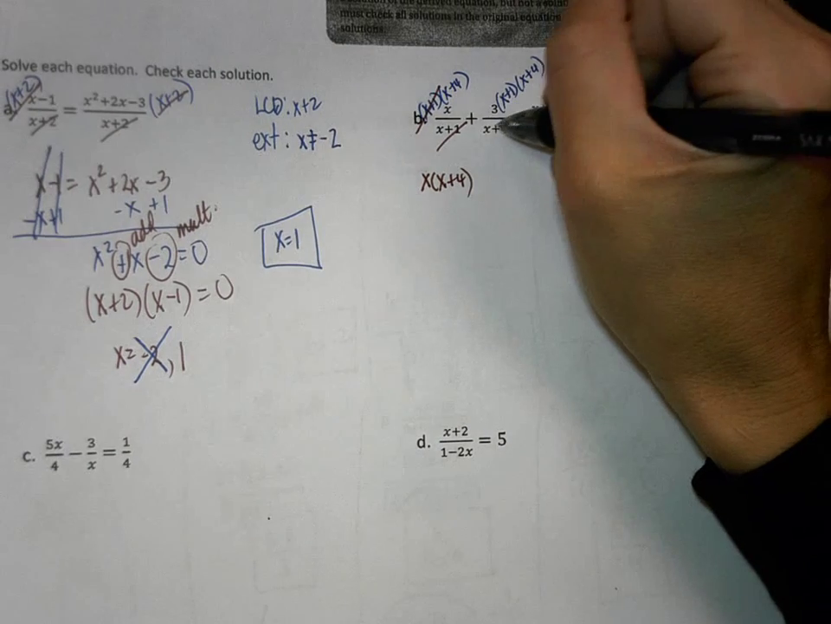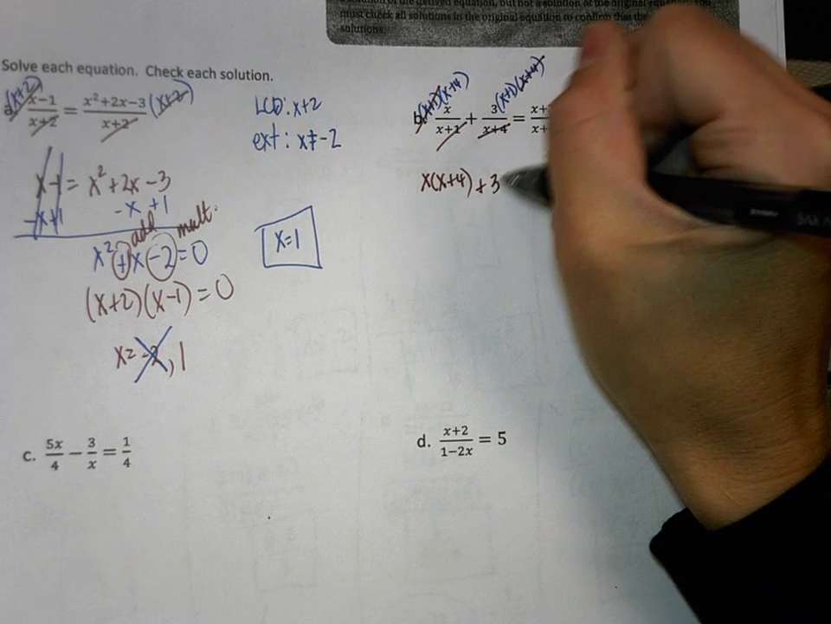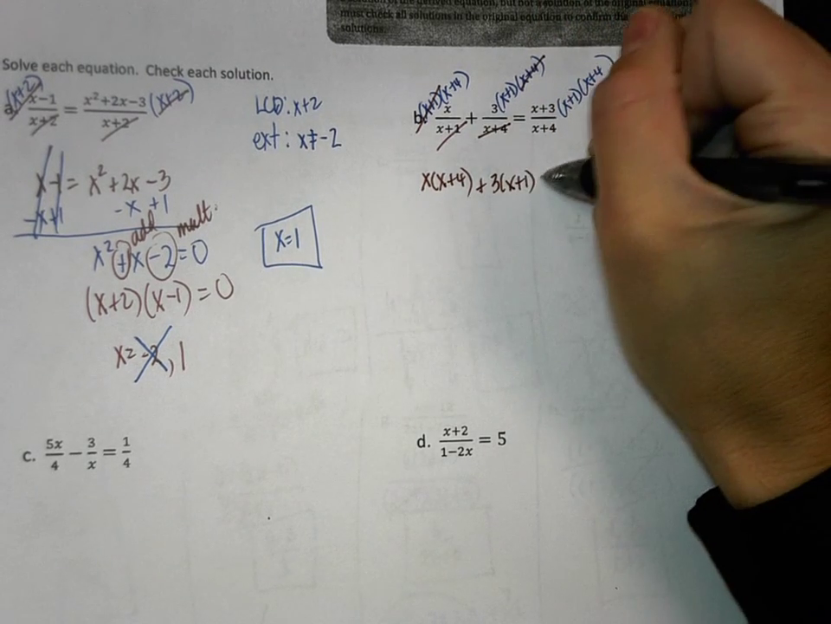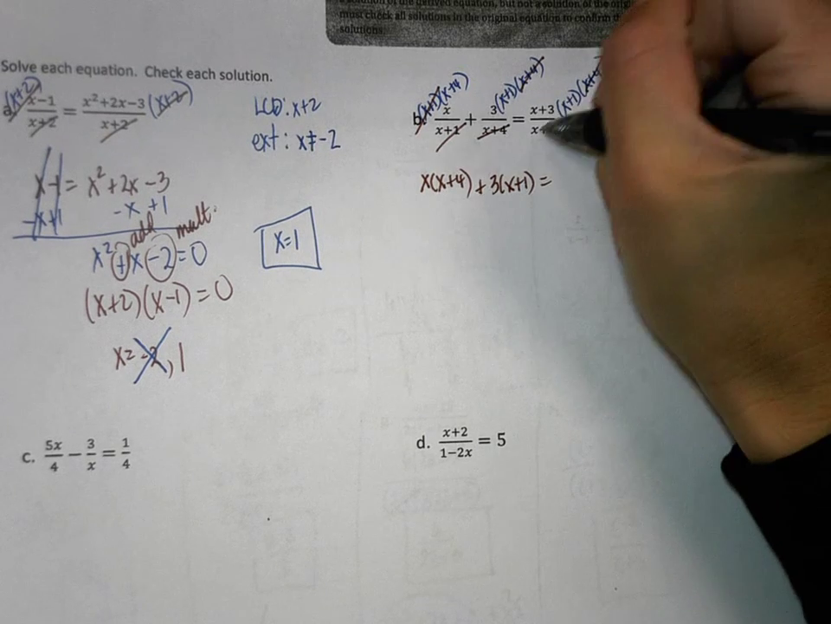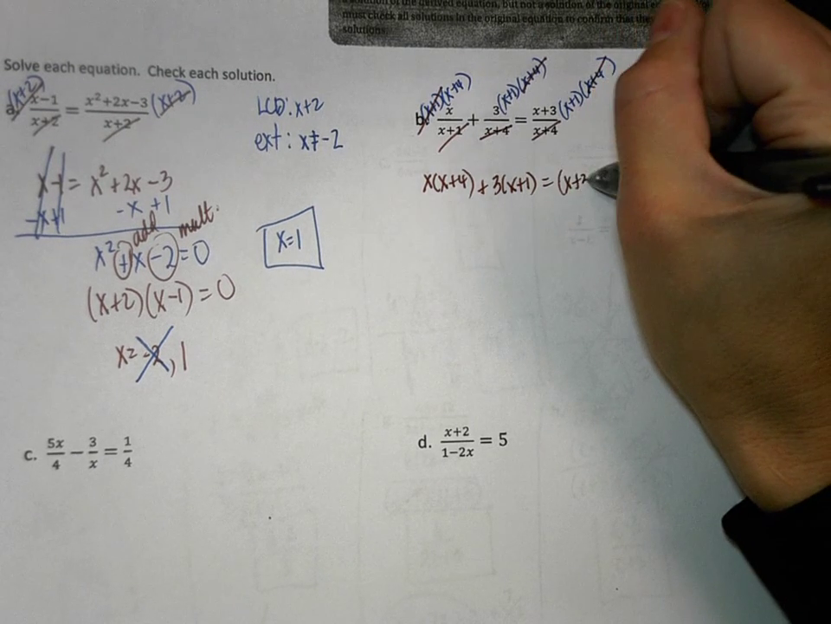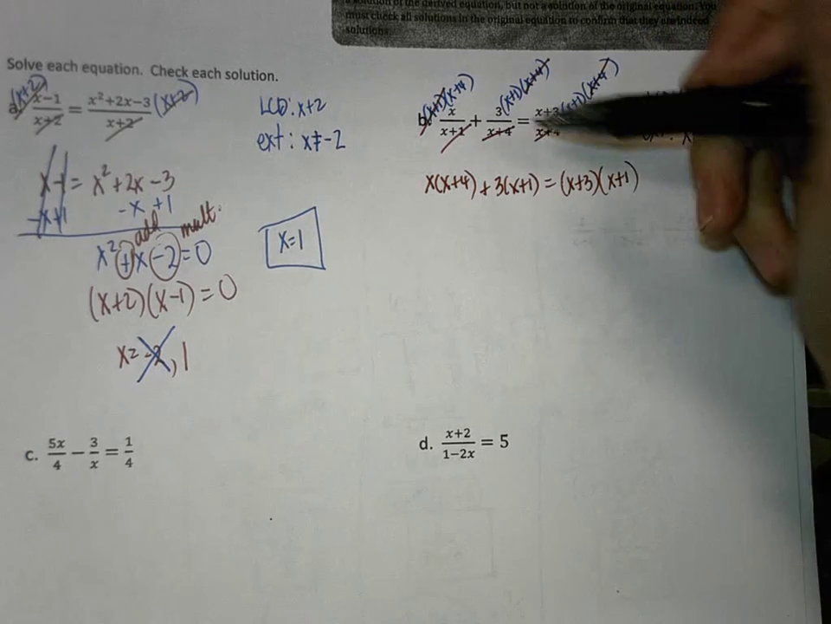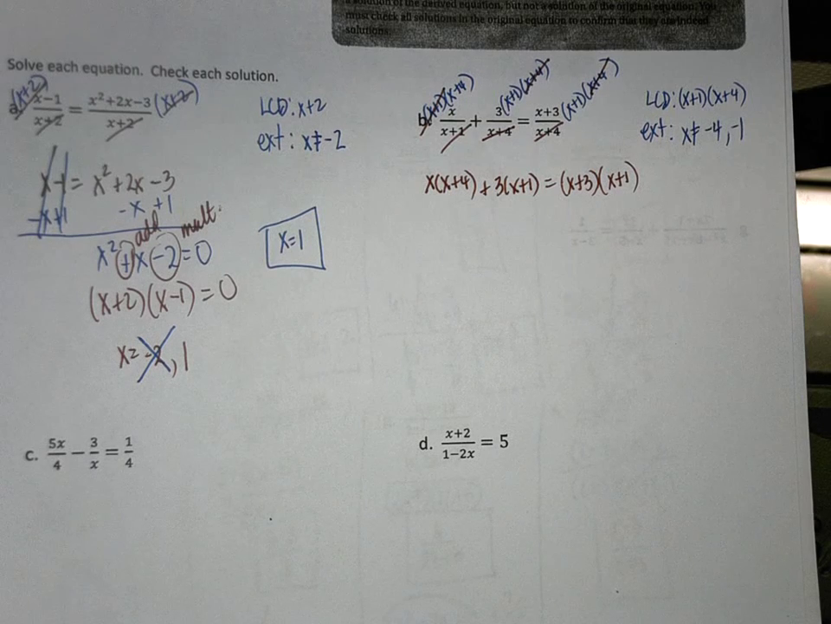On this next one, I have an x plus 4 that's eliminating, and so here I'm left with 3 times x plus 1 equals, and this last one, the x plus 4's cancel. On this one, when I write it, I'm multiplying x plus 3 times x plus 1. So be careful that you're not just distributing the 3 through. You're multiplying both parentheses together.